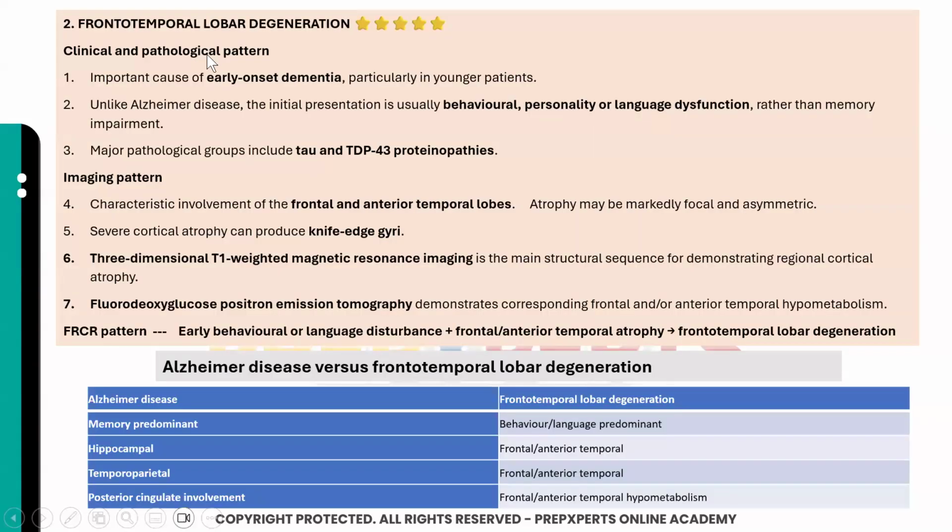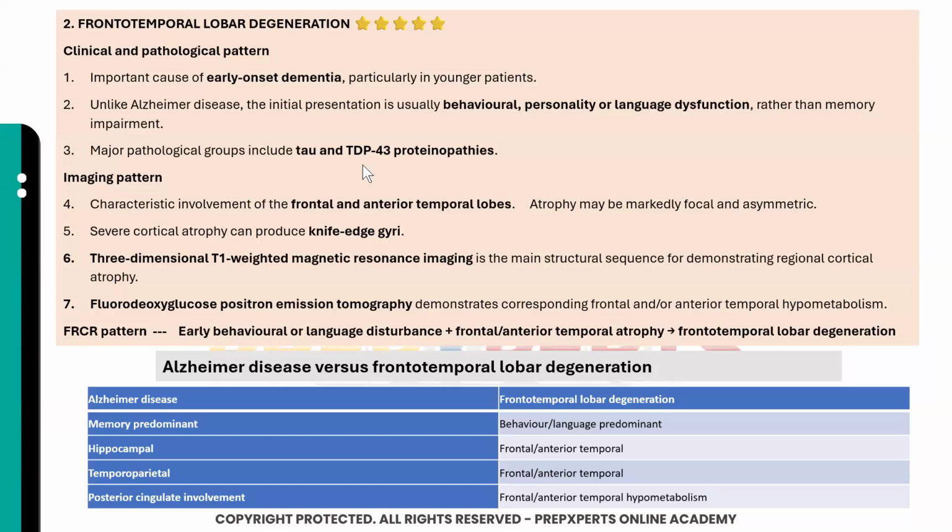Okay, next is your frontotemporal lobar degeneration. The name tells you the disease. Frontotemporal lobar, but the frontal and temporal lobes both are involved. Important cause of early onset dementia. Now the age is important. They will tell you the age in the stem. So if there is a patient with dementia, age is in the 30s or 40s, and initial presentation is about behavior, personality, or language dysfunction, you can see that these things will be coming up early in frontotemporal lobar degeneration, not like in Alzheimer's. Alzheimer's has these symptoms later.